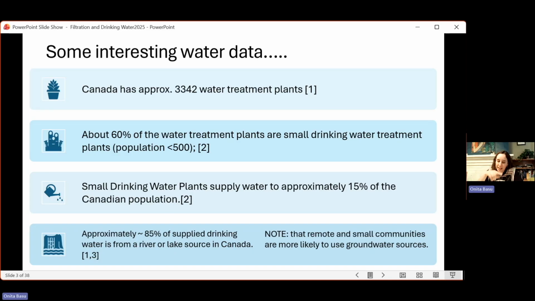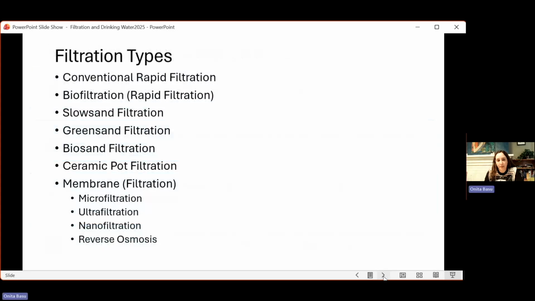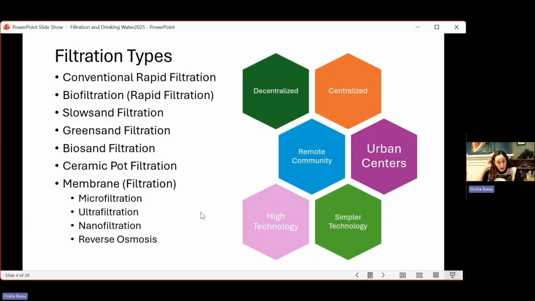On my last note, which I thought was interesting, about 85% of supplied drinking water in Canada is actually from a surface water source. If you happen to be in a small and remote community, you are more likely to be on a groundwater source. So I'm trying to flex how we think about the implementation and design of our water treatment, especially because when we're in university, we mostly consider urban large-scale design versus small-scale design.